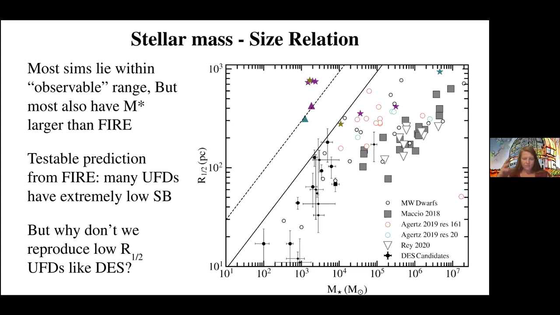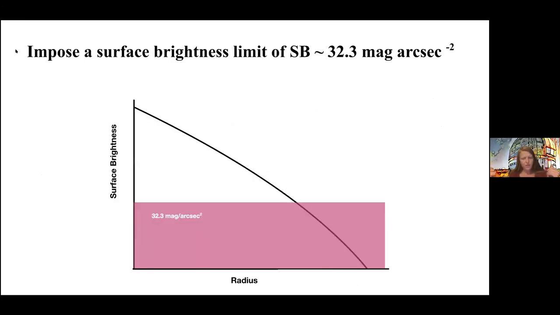But why don't we make any of these compact DES dwarfs? So this got me thinking about how we define a galaxy. Go ahead and advance to the next slide. What if there's an effective surface brightness cut? What if we can't see the low surface brightness outskirts of galaxies?